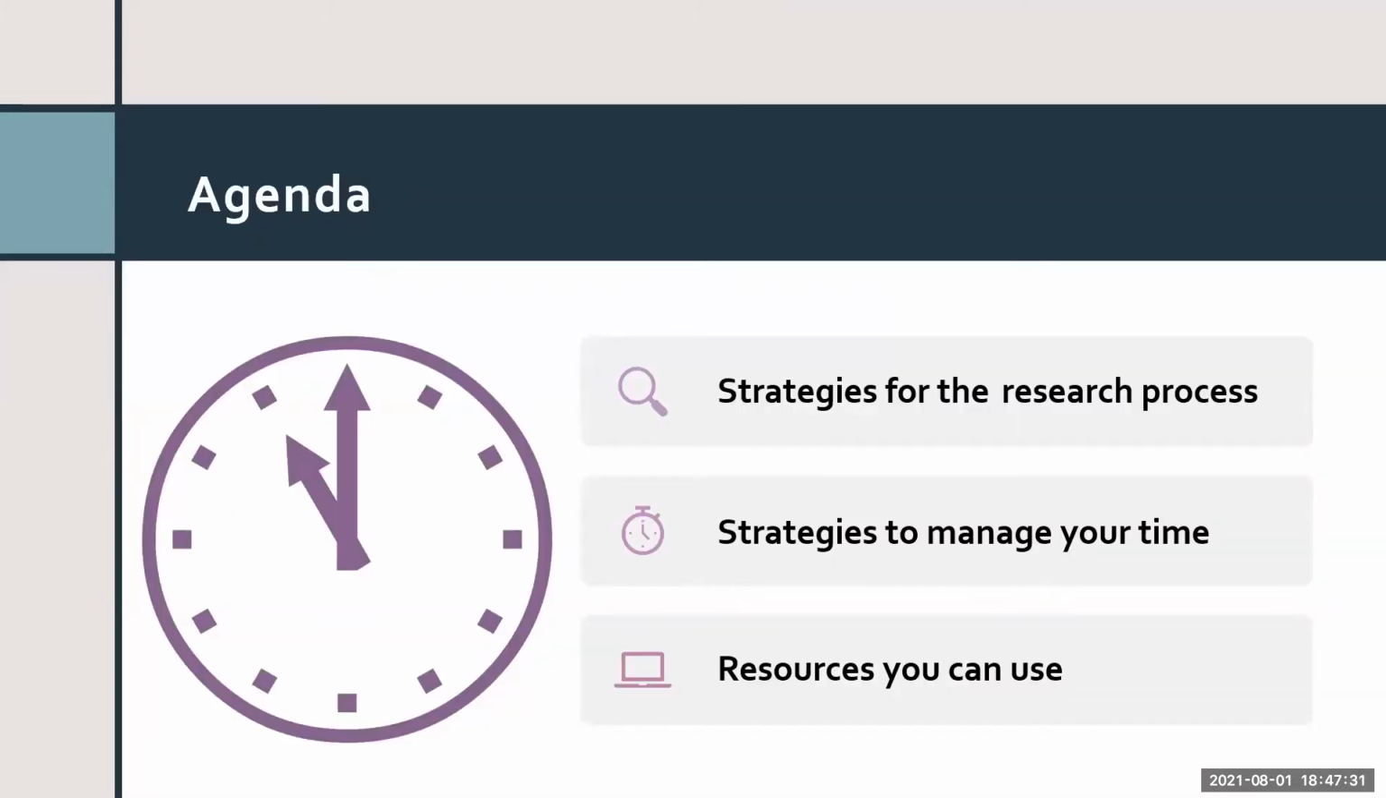During this workshop, we'll be discussing strategies for the research process, strategies to manage your time, as well as resources that are available to you and that you can use.